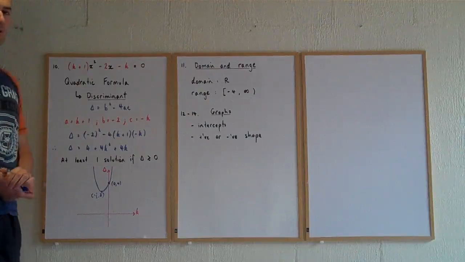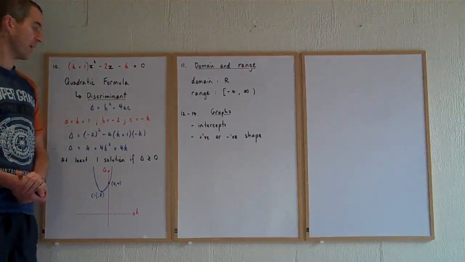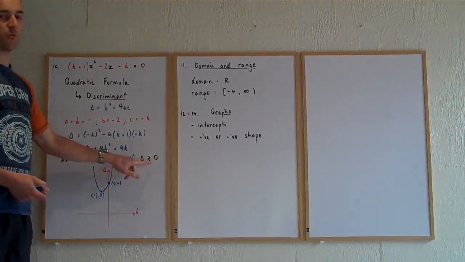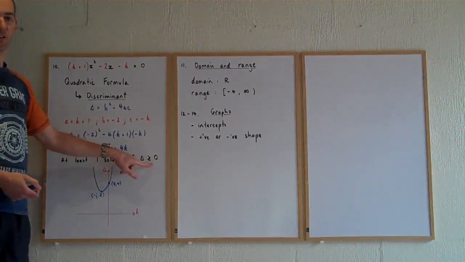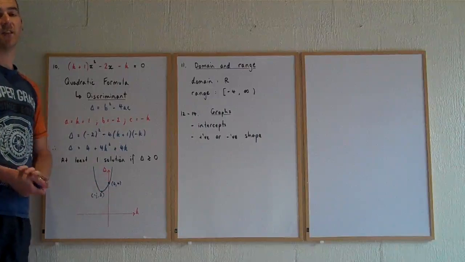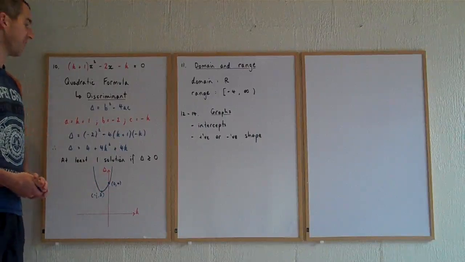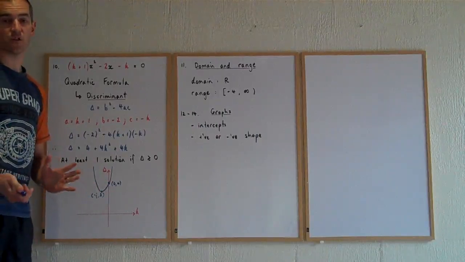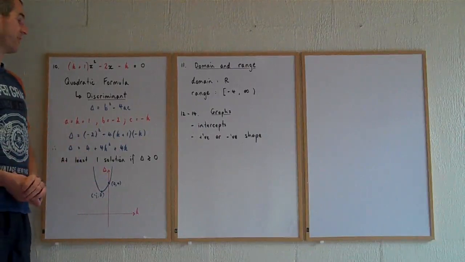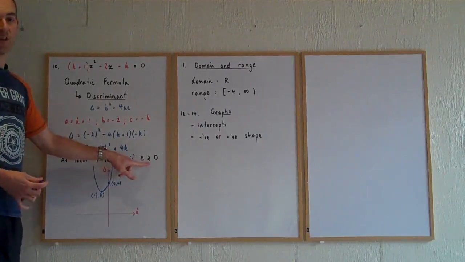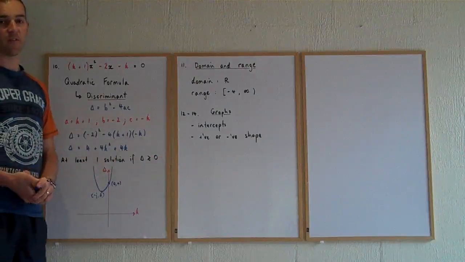Now what we're really asked in the question is, for what values of k would we get at least one solution? So to get at least one solution, we don't want a negative value for the discriminant. A negative value for the discriminant means we have no solutions, or no intercepts if we graph it. So we want at least 1 solution, so we want at least 0 for the value of the discriminant.